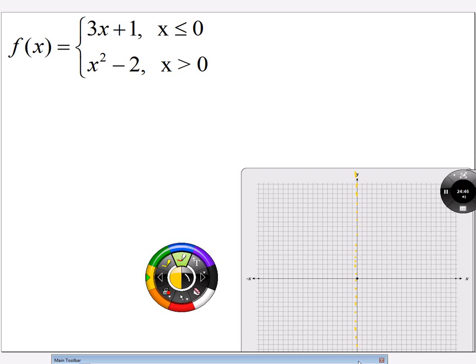Option 1, graph them all separately, highlight the parts with the domain, put them together on one graph, right? Option 2, for those of you that don't like that, think about your graph in different sections, and then graph each piece in each section. So on this side, where x is less than 0, I will be graphing 3x plus 1. Is that okay with everybody? Then on the other side, when x is bigger than 0, I will be graphing x squared minus 2.